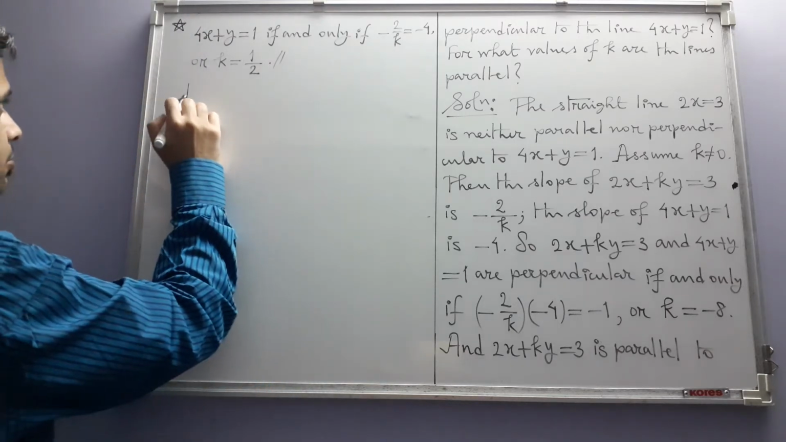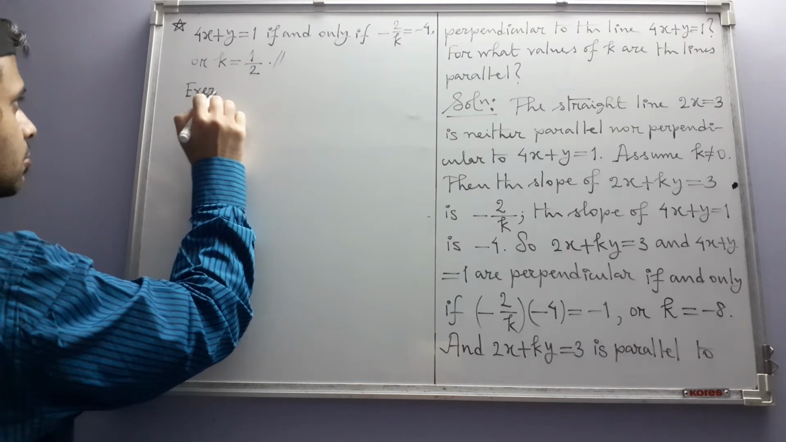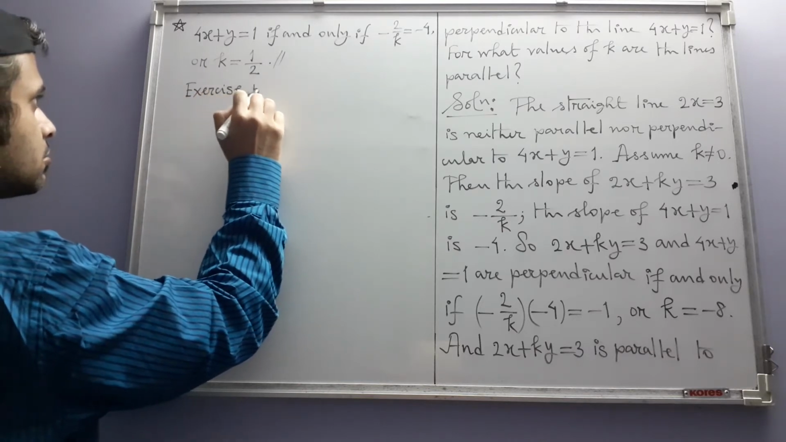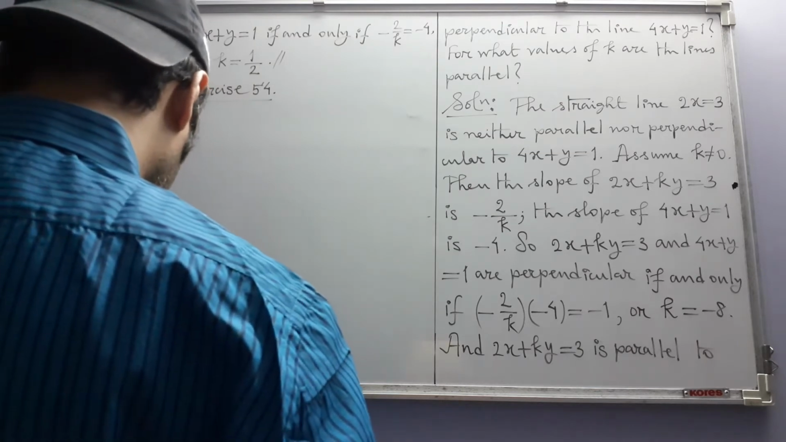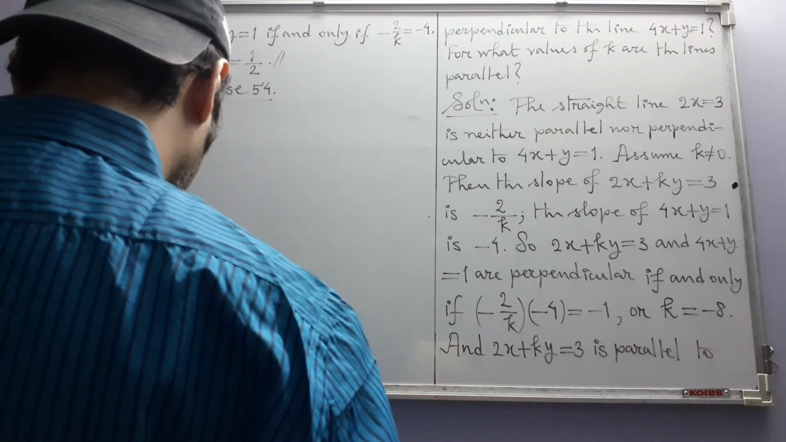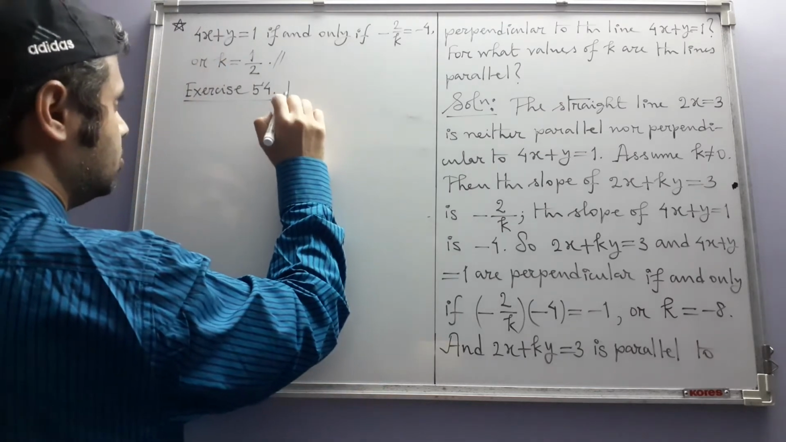Next, (54). Find the line that passes through the point 1, 2.